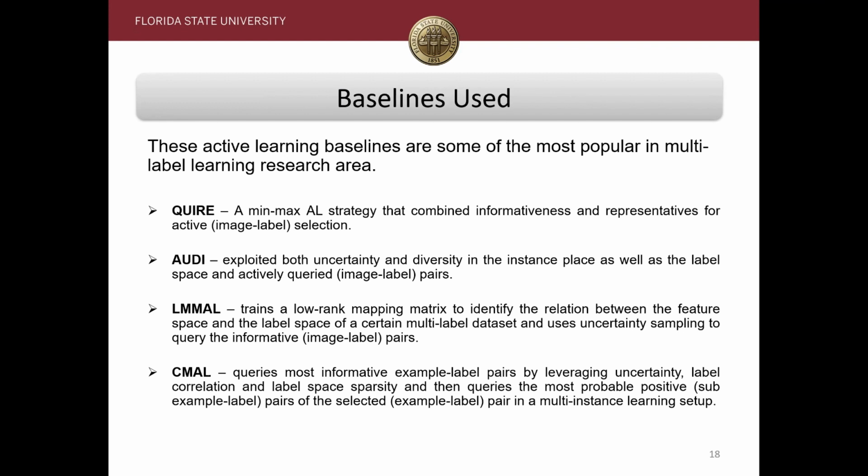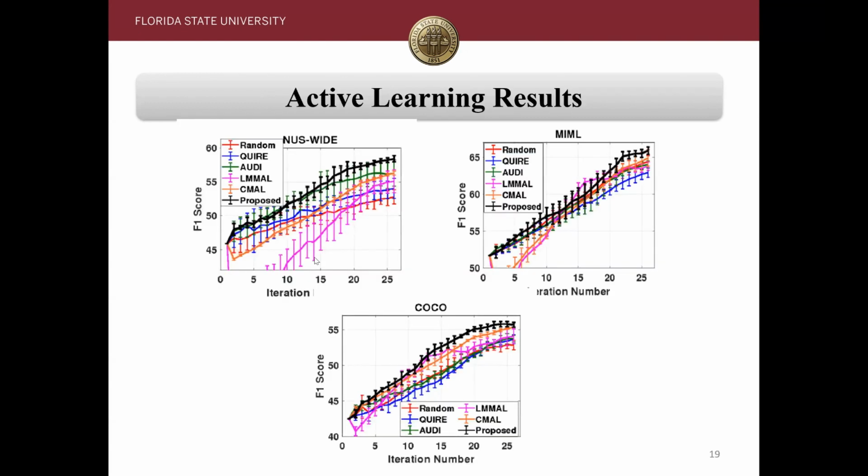CMAL queries the most informative example-label pairs by leveraging uncertainty, label correlation, and label space sparsity, and then queries the most probable positive pairs of the selected pair in a multi-instance learning setup. These are the four baselines that we used to compare our proposed algorithm.